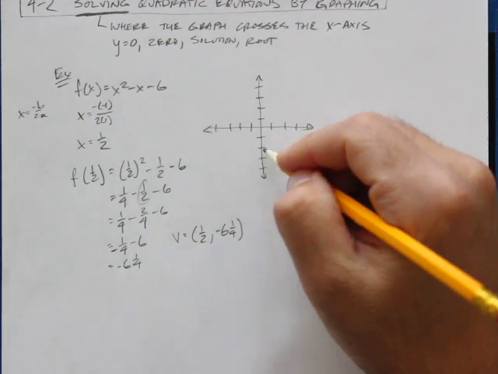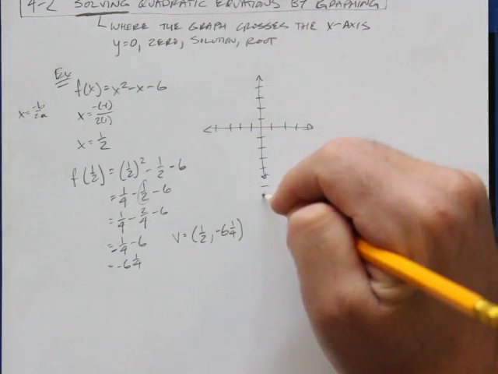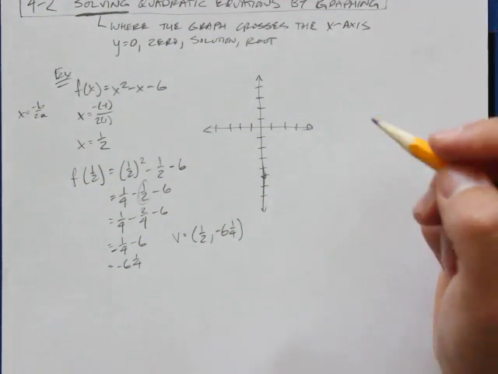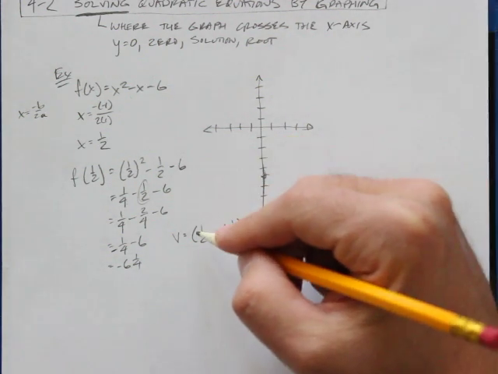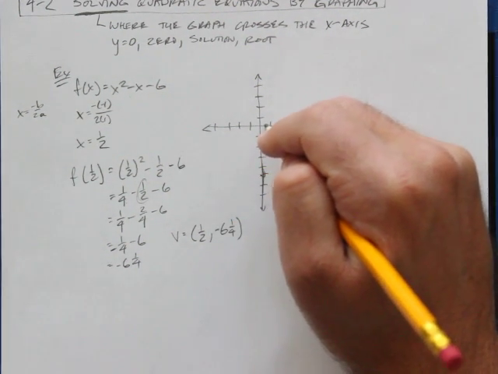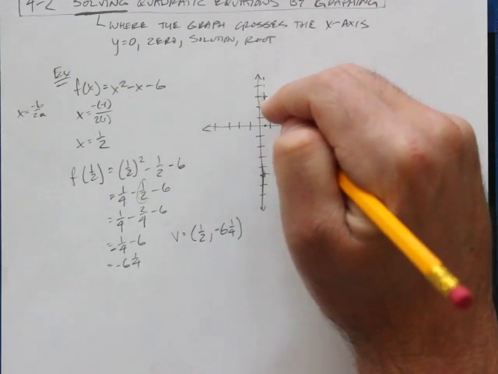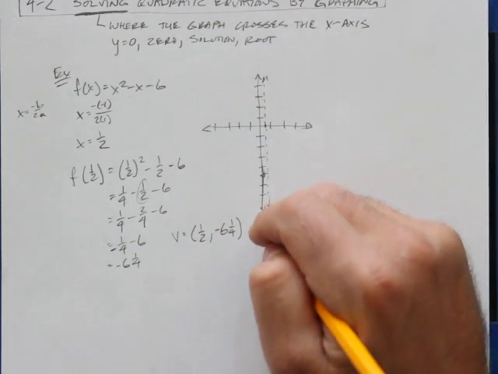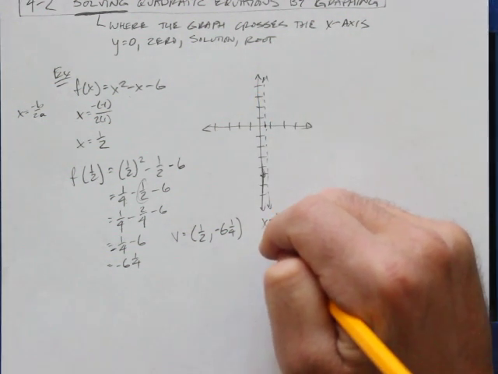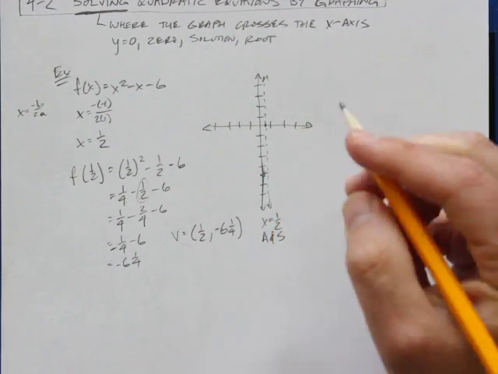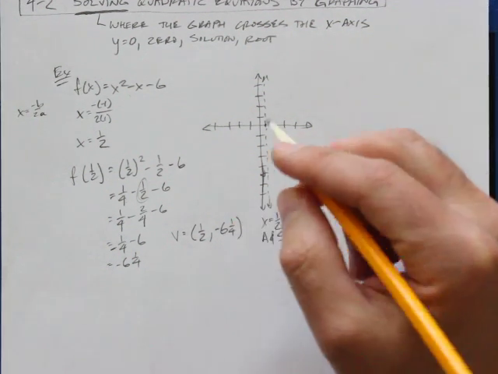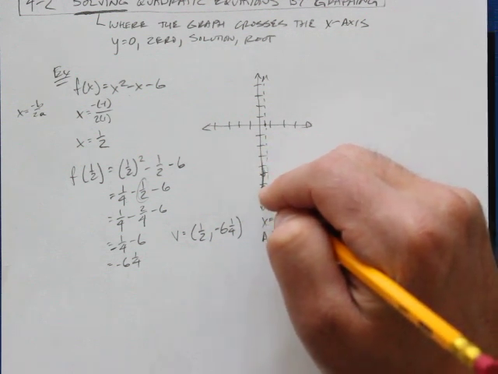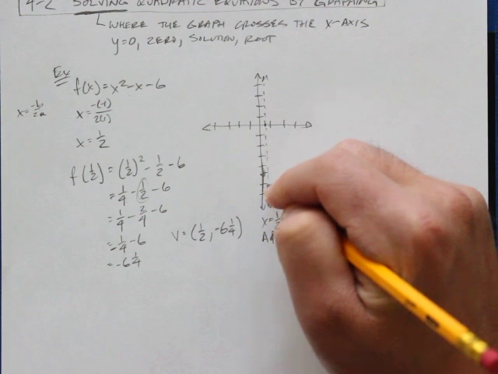Okay. 1, 2, 3, 4, 5, 6, 7. We need a couple more lines there on my coordinate plane. Let's plot the vertex. So here's 1/2 for x. So that's my axis of symmetry, x equals 1/2. It's my axis of symmetry. Now negative 6 1/4. 1, 2, 3, 4, 5, 6 1/4 is like right there. So there is my vertex.